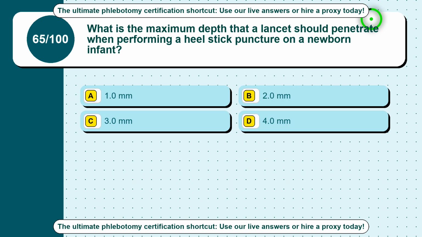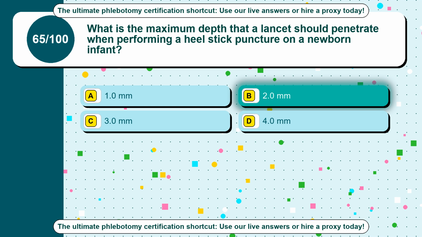Question 65. What is the maximum depth that a lancet should penetrate when performing a heel stick puncture on a newborn infant? Option A. 1.0 mm. Option B. 2.0 mm. Option C. 3.0 mm. Option D. 4.0 mm.